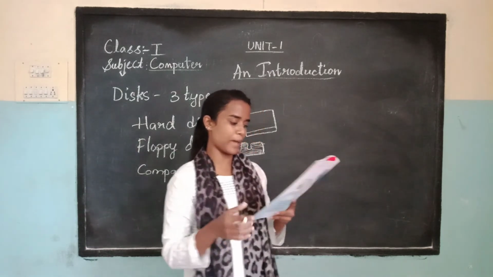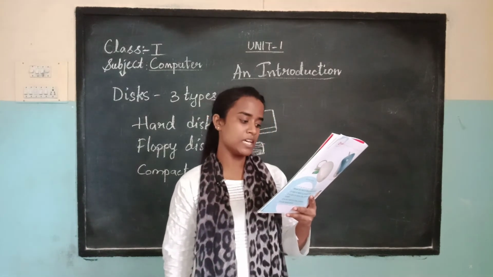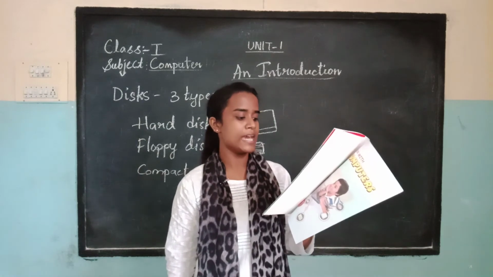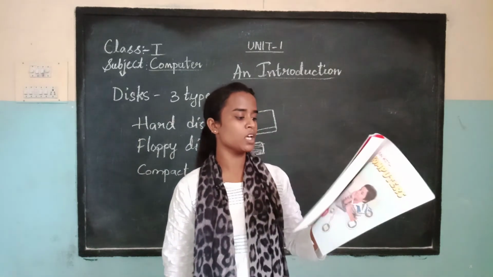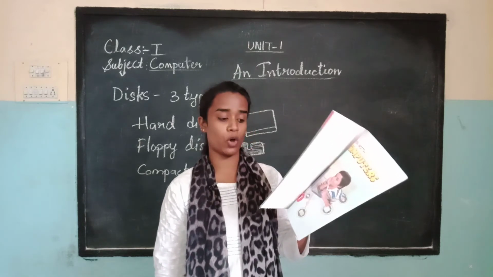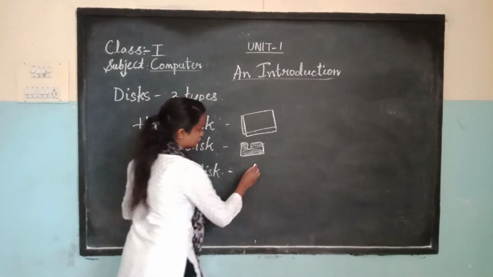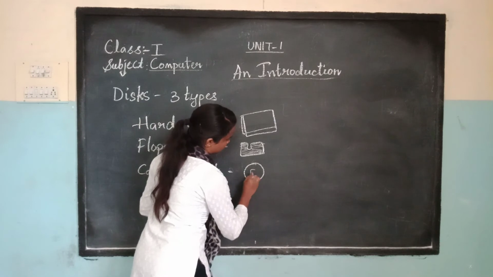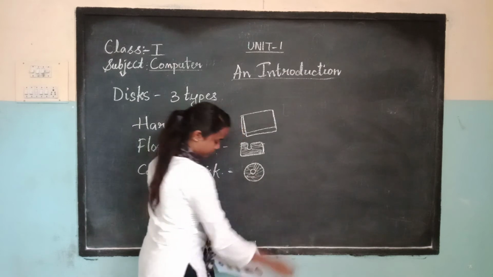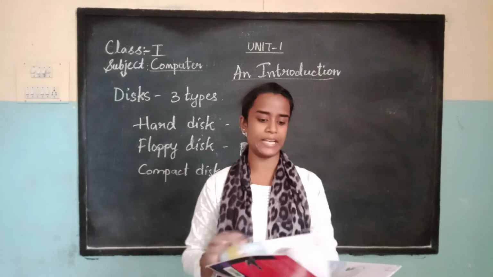So next, compact disk. Compact disk is used in the compact disk drive, also fitted in the CPU. It is circular in shape. It has a shiny surface. It can store a large amount of data compared to a floppy disk. Compact disk is nothing but CD. You all know CD. So we can store a large amount of data compared to a floppy disk.